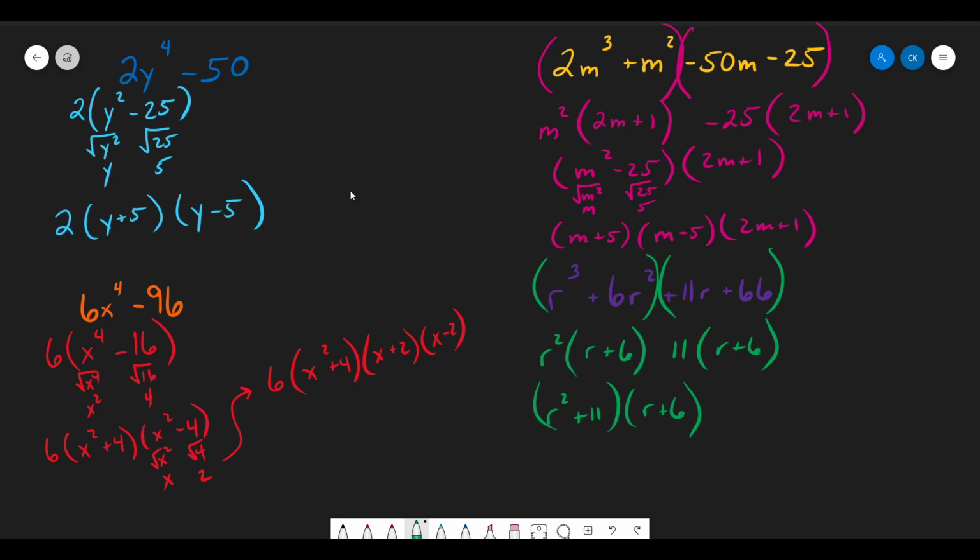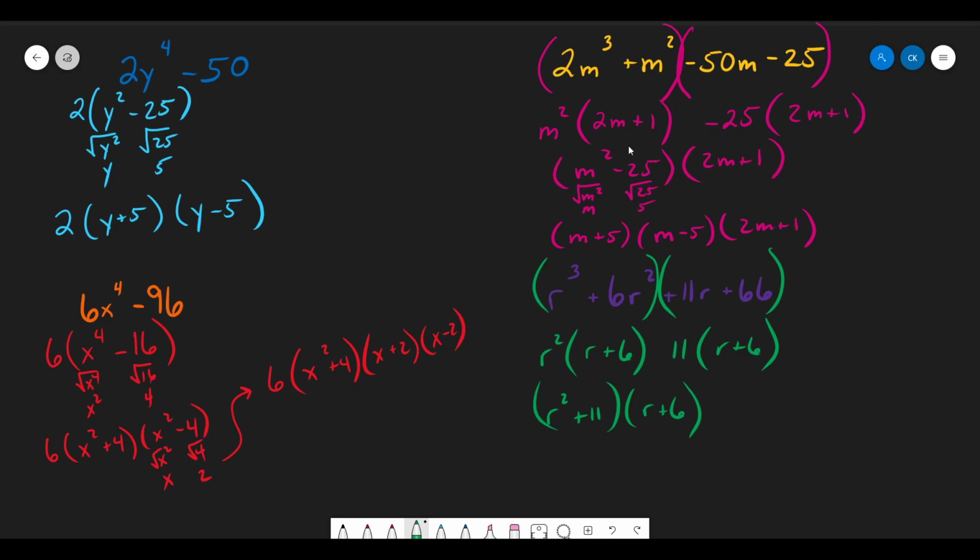For the second one, we don't see a GCF between any of them, so we go straight to grouping. So we group the first 2, group the second 2. The GCF of the first 2 is m squared, so then we're left with 2m plus 1. The GCF of the second one is negative 25, so we're left with 2m plus 1. We see that we have a twin, so we take my 2 GCFs of m squared and minus 25, put those together. We take the twin of 2m plus 1, put that.